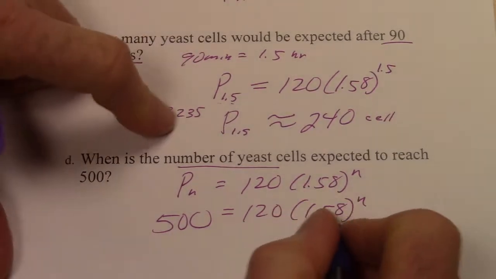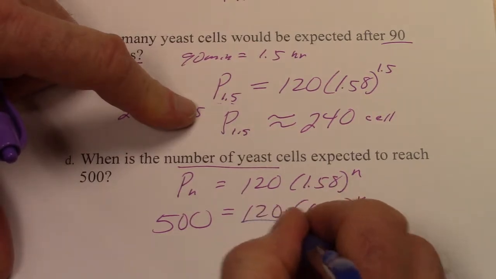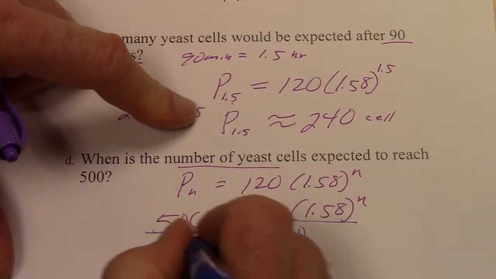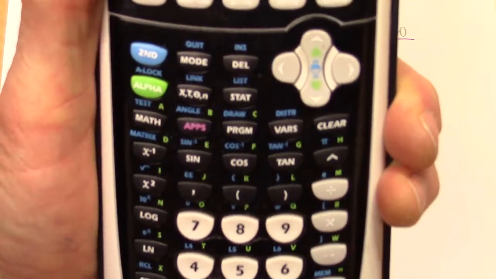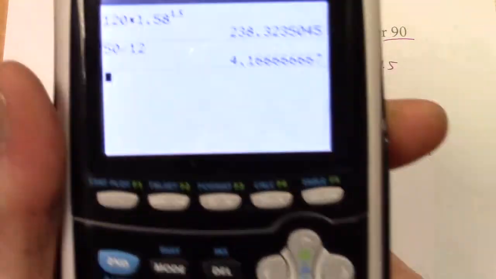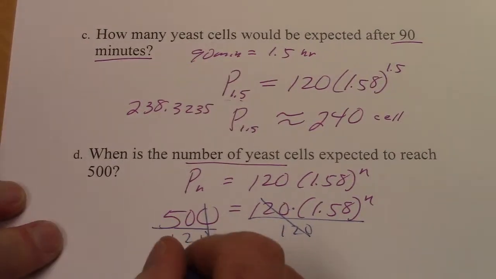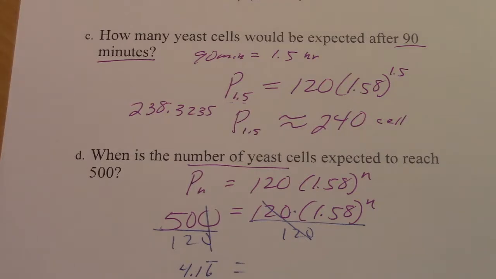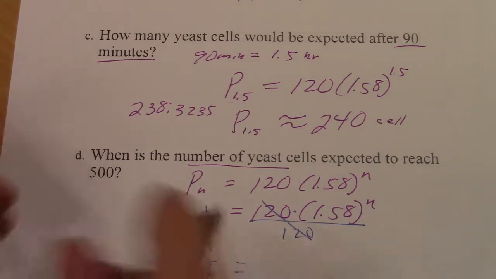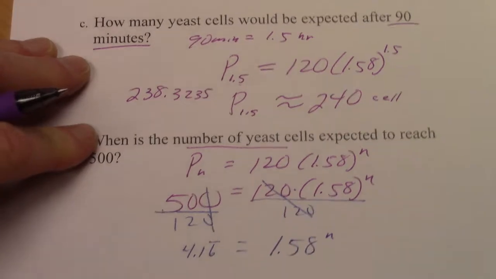Well, we want to isolate n, so we've got a multiplication of 120. We will divide by 120. And so we'll get 500 divided by 120. So I'm just going to do that on the calculator and leave that in there. Now you could just leave it as 50 over 12. It is 4.16 repeating. I guess I'll write that as 4.16 repeating. And then that should be equal to 1.58 to the n power.